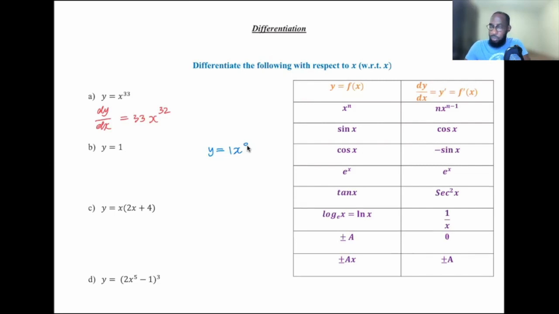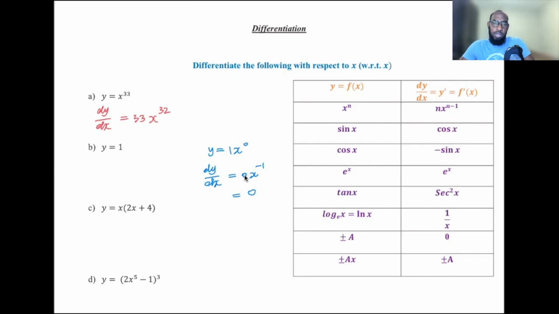So when you differentiate this, dy dx is equal to 0 by 1, because remember, whatever power you have, you multiply by the number. So 0 by 1 is 0, times x to the 0 minus 1, which is x to the minus 1. I'm just writing it for emphasis. But any number multiplied by 0 is 0, and 0 multiplied by anything is 0. So your answer here would be 0.